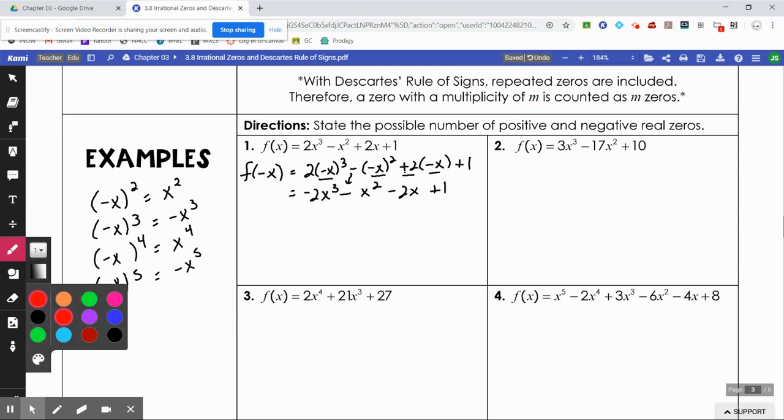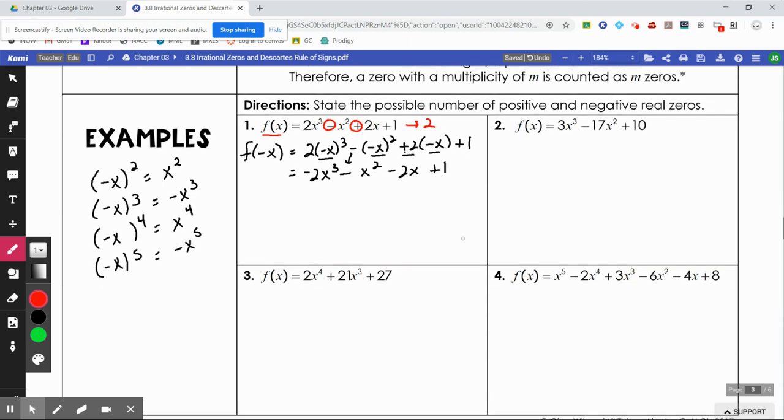So let's start out with the sign changes for f of x. You start positive, and then you go negative. There's one sign change. Then you go from negative to positive. There's another sign change. So that is 2 sign changes. What does that mean?